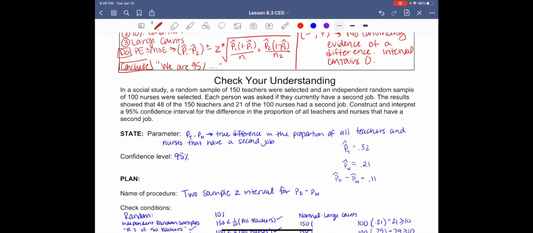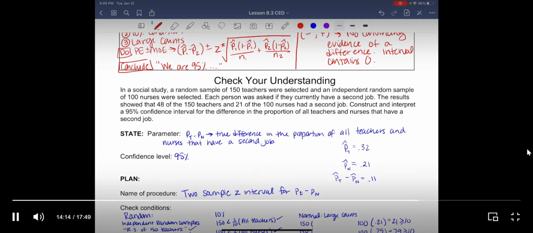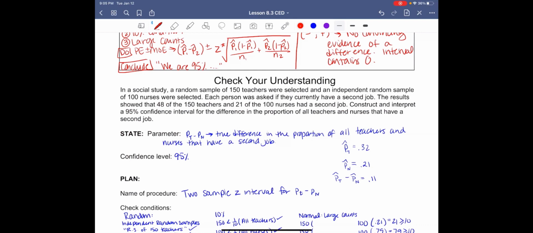All right, so in this context here, I want to point out a couple of things in the parameter. So we've been asked to construct and interpret a confidence interval for, and then everything after that "for" is my parameter. Now I do need to add my symbols, so I use subscripts of T and N for teachers and nurses. So for my parameter, I did P sub T minus P sub N, or in other words, that is the true difference in the proportion of all teachers and nurses who have a second job.